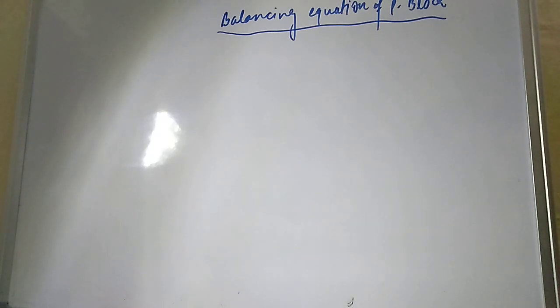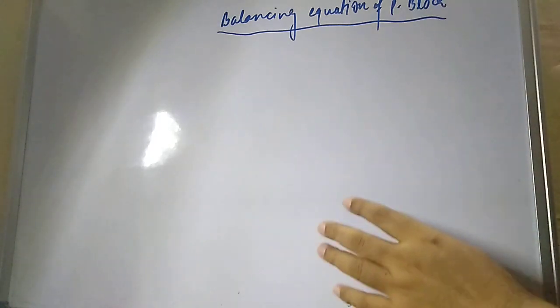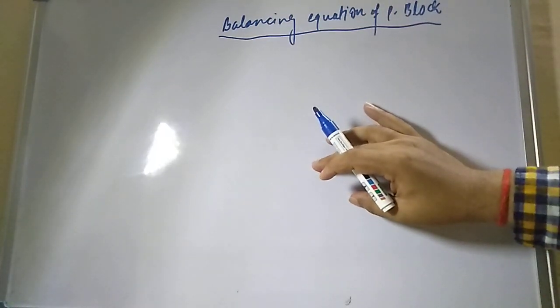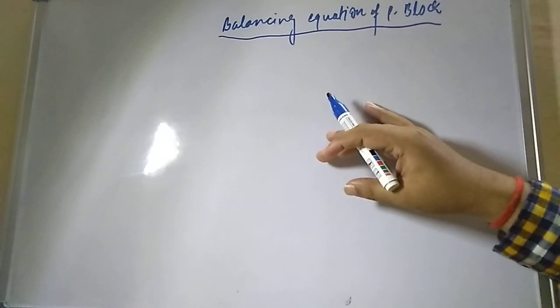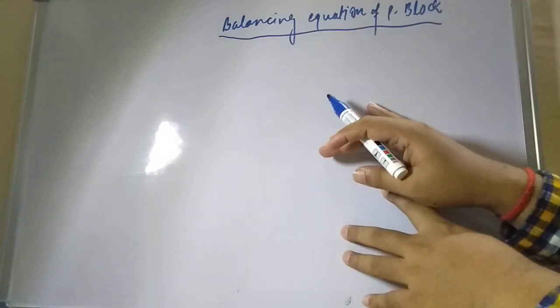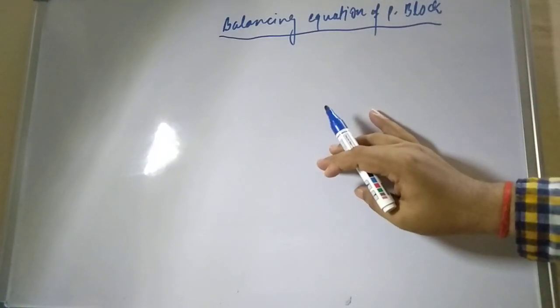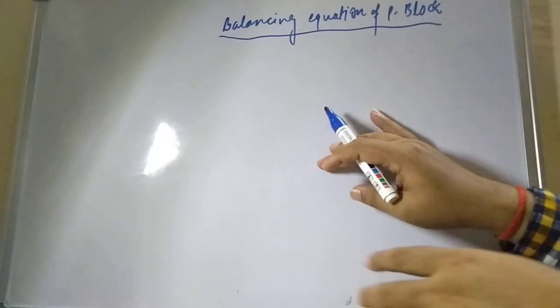Today I am going to explain the balancing equations of P block reactions. Generally in the P block there are so many equations, so balancing with the coefficients is very difficult. Memorizing the coefficients is very difficult. So we should know how to balance the equations. Let us go one by one. I am giving you a few examples. I hope that you will concentrate and then you will be able to understand the things.